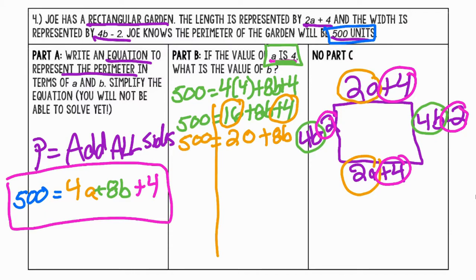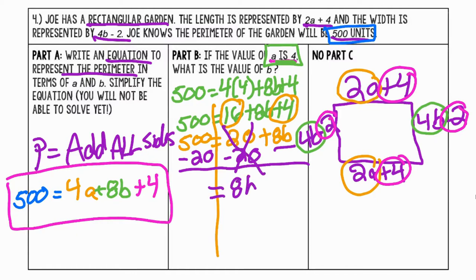Well, I want to get b by itself. So I need to look at what's next to it. I have a 20. So I need to subtract 20 on both sides. Well, 20 minus 20 is now gone. That just leaves me 8b on this side, and 500 minus 20 is 480. Remember, you can use your calculator for those steps.